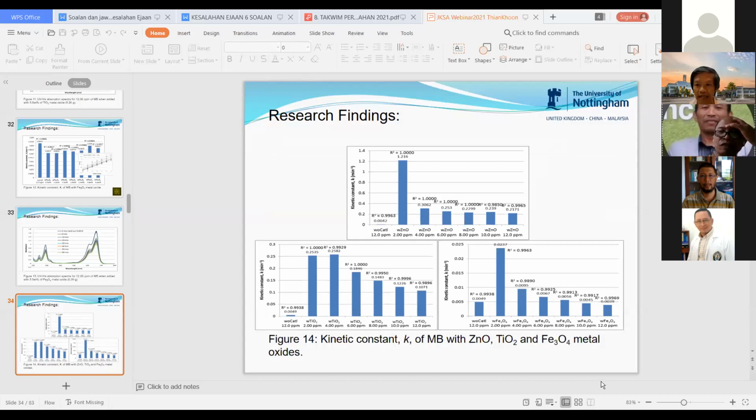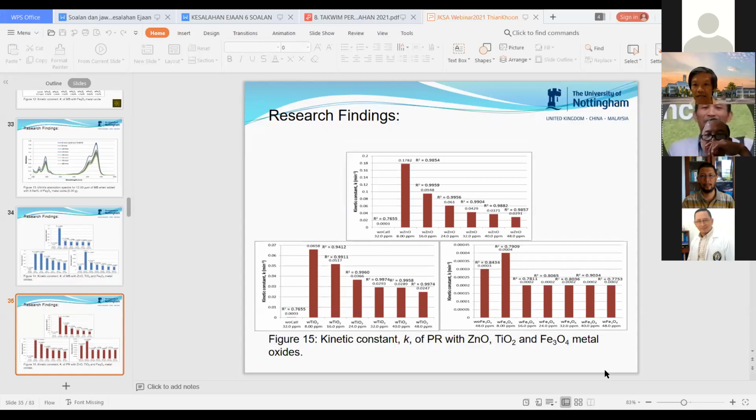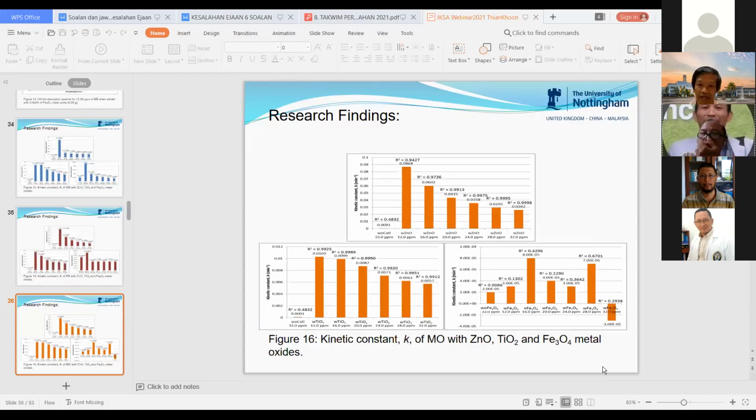So that is for the methylene blue. Then we also look at the phenol red. The same thing happened, but iron oxide seems to have no change at all, no effect. It is really an insignificant photocatalytic material.